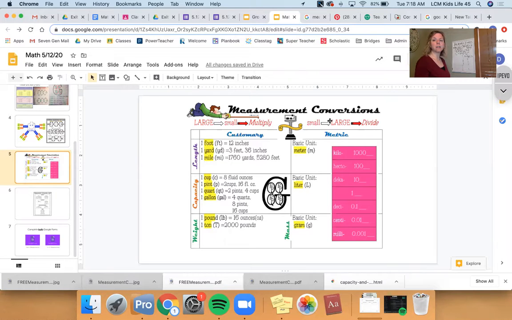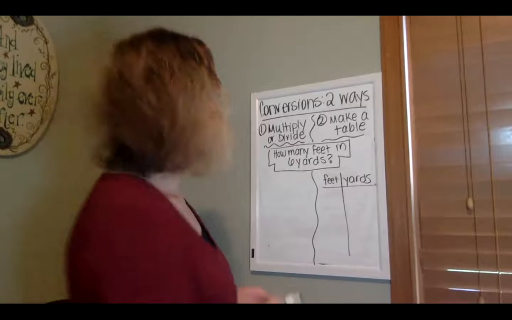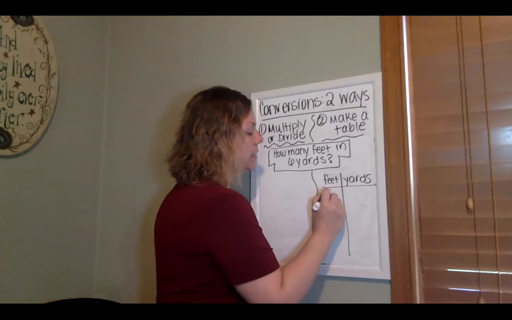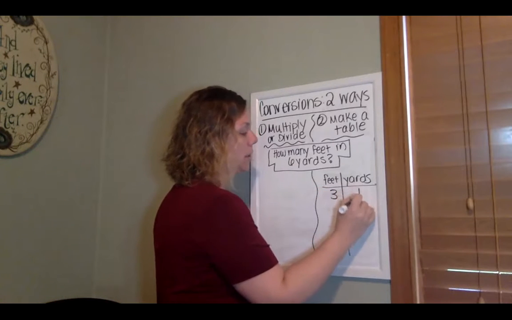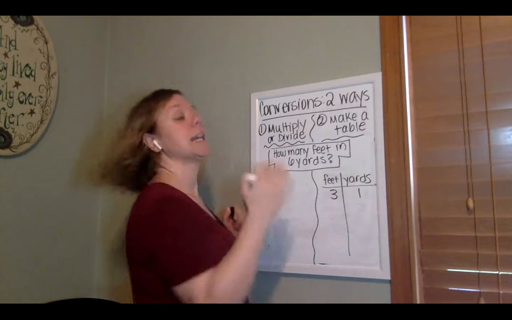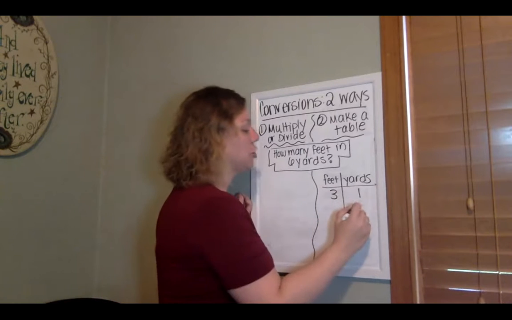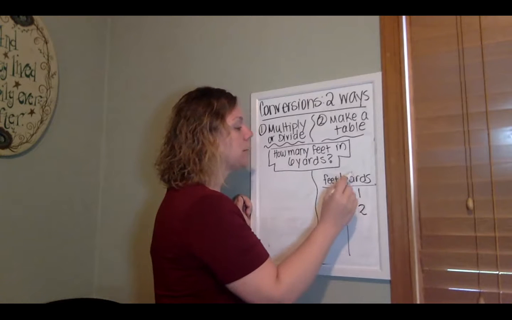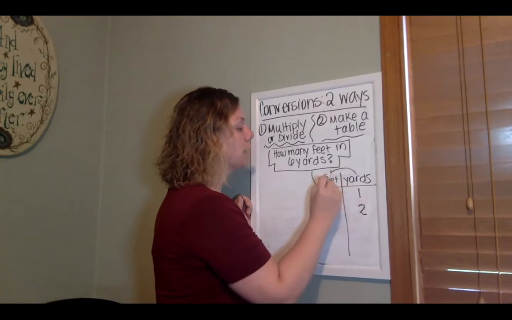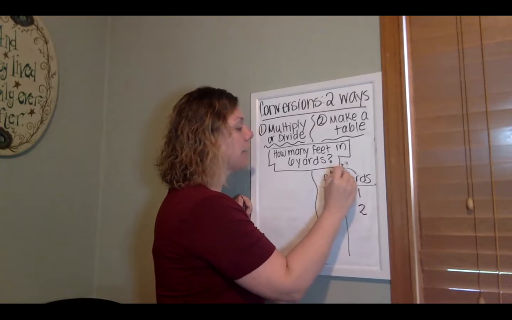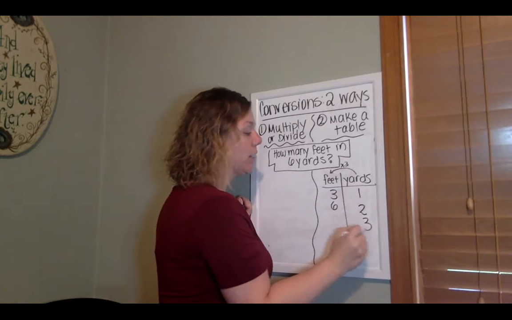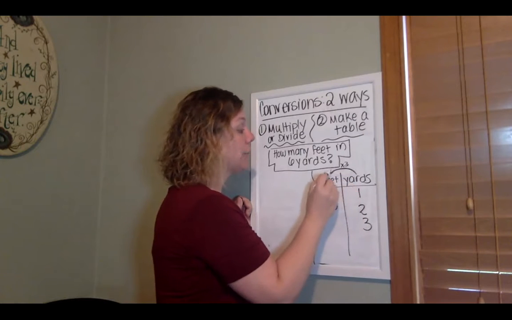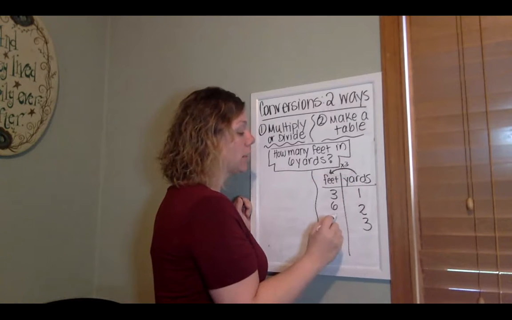You can see that right over here on length. There are 3 feet in 1 yard. So that means that I'm going to have 3 feet in 1 yard. Then I can go ahead and extend that chart. So that would mean that in 2 yards, there are 6 feet. So what's my rule going from this way to this way? Times 3. When I have 3 yards, since my rule is times 3, I have 9 feet.